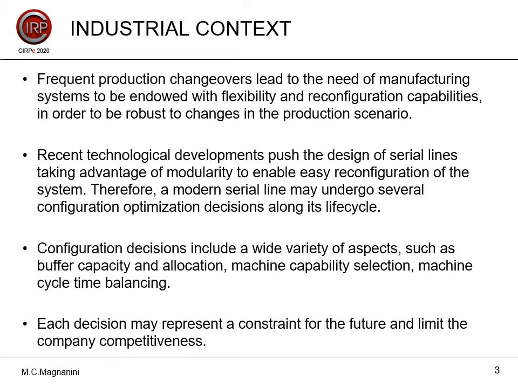Configuration decisions include a wide variety of aspects, such as buffer capacity and allocation, machine capability selection, machine cycle time balancing, to mention some of them, but also sensor allocation in order to understand where critical machines are, or for data gathering for applications of Industry 4.0, and so on. Each decision may represent a constraint for the future and limit the company competitiveness.